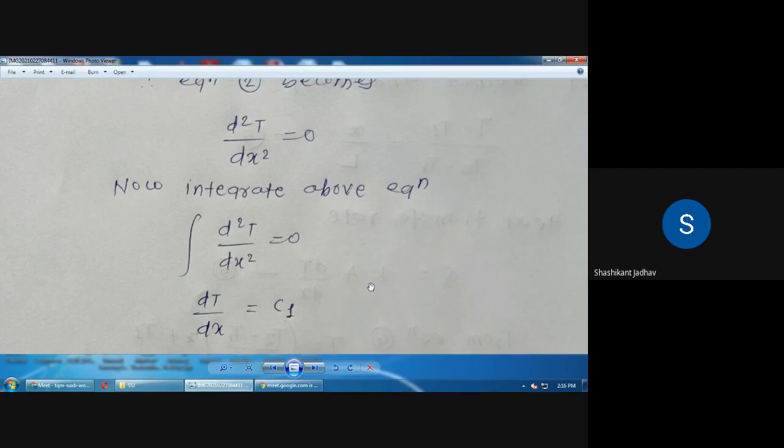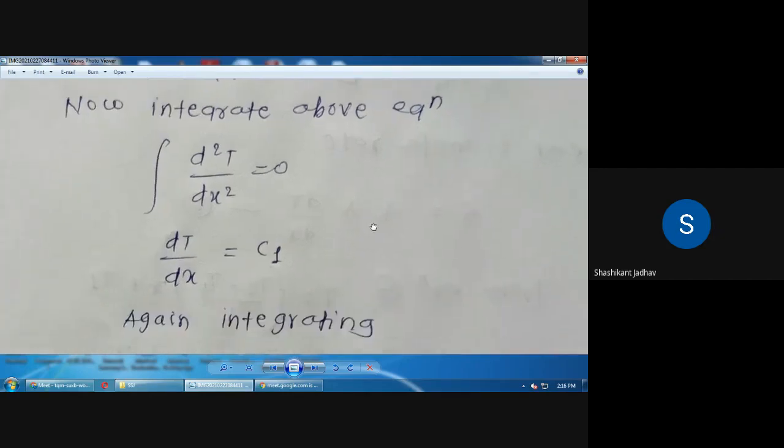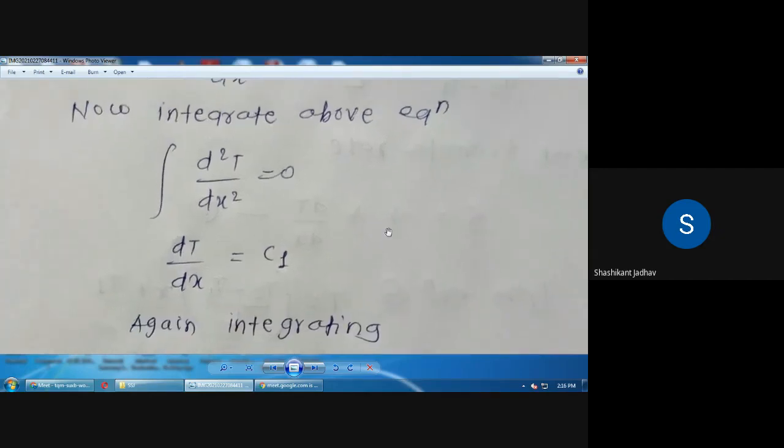Then we have to take the integration again of this term, dt by dx is equal to c1. Then what equation do we get? Anyone tell me?